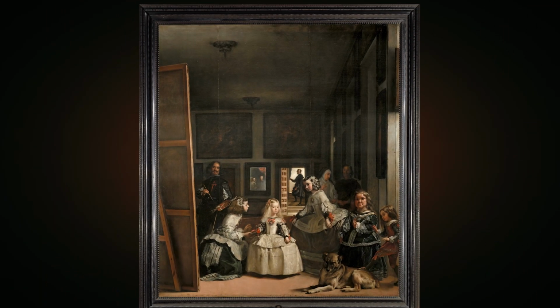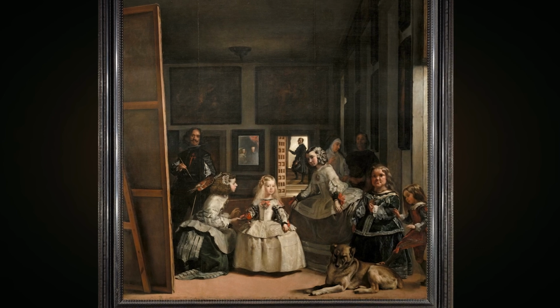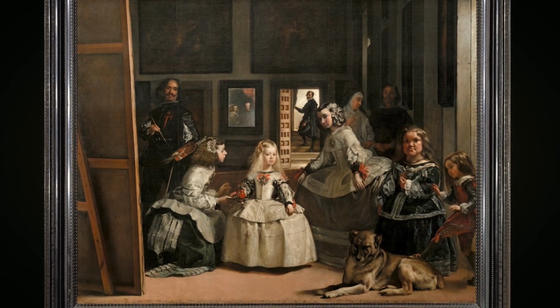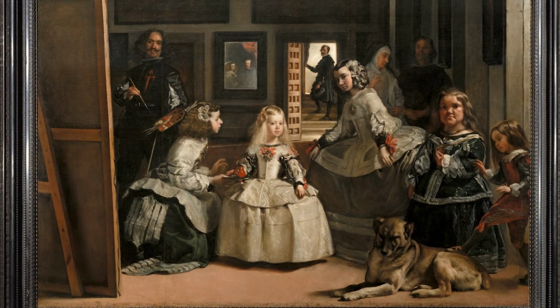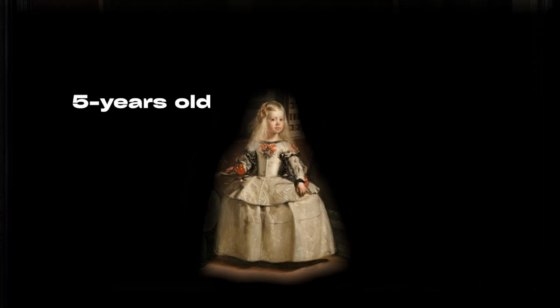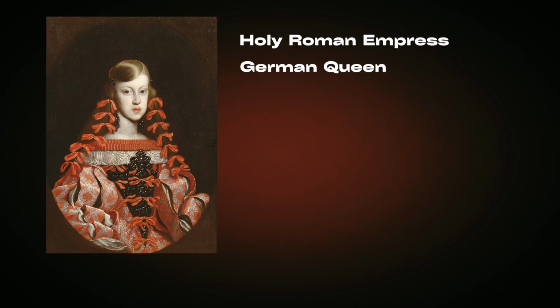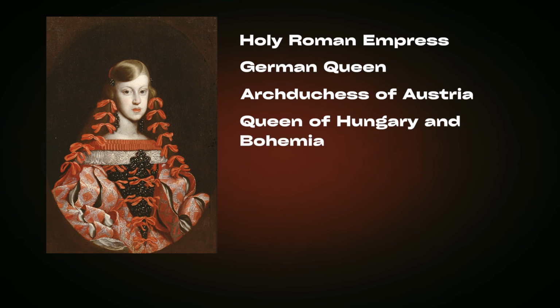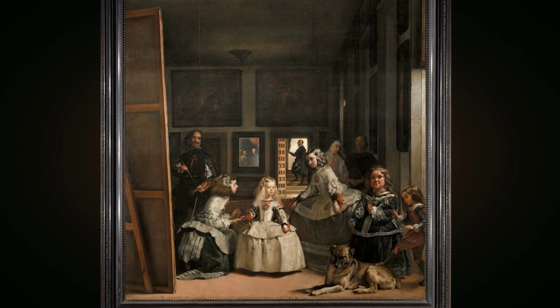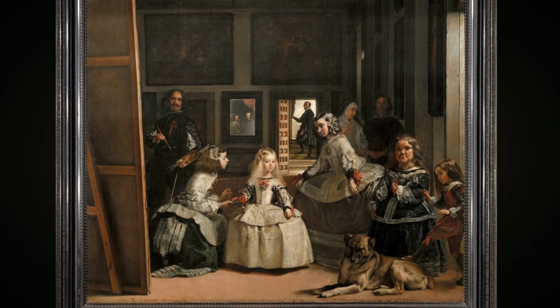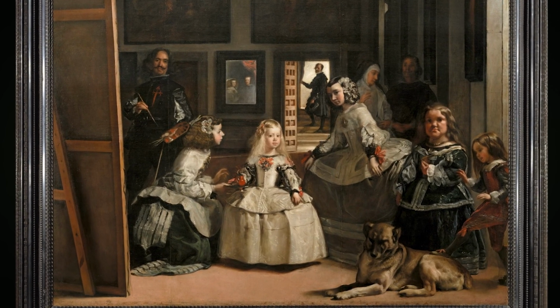Gee, it's astonishing. Of all the figures present there, it is likely that Infanta Margarita caught your attention first. Here, she is only 5 years old, the only daughter of Felipe and Mariana, and later to become the Holy Roman Empress, German Queen, Archduchess of Austria, and Queen of Hungary and Bohemia. It's a lot of responsibilities, right? Anyway, here, her figure is painted in a lighter palette, and alongside her central position, making her the main focus of the painting.